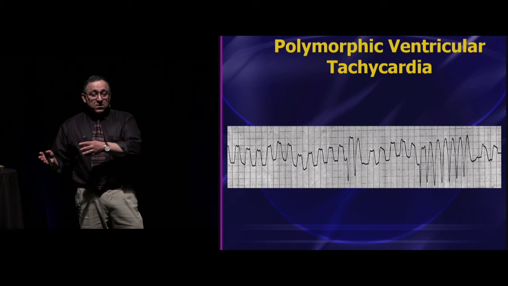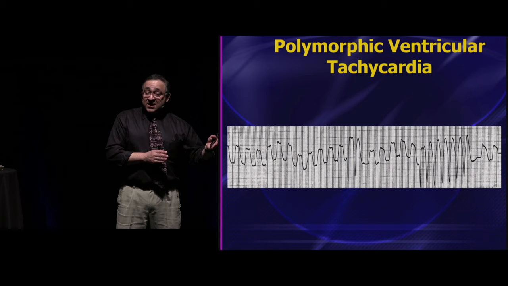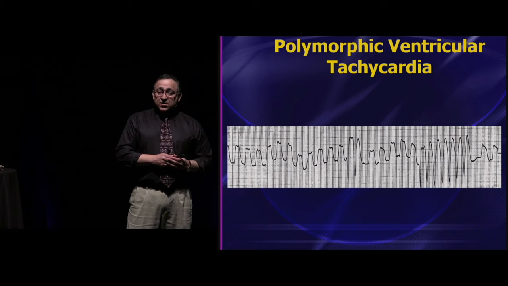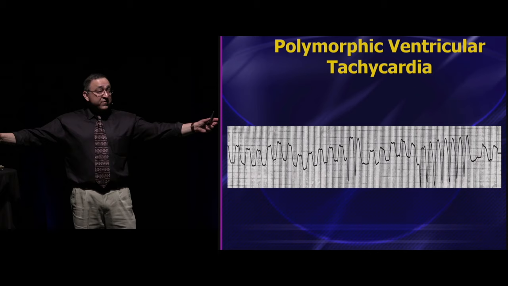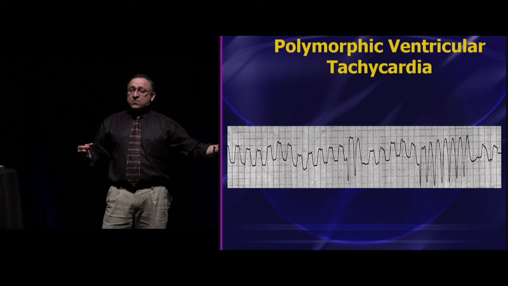What do you do with the run-of-the-mill polymorphic VTAC, normal QT? You put them on amio, lidocaine, procainamide, and then you work them up for ACS. Because almost always, generic polymorphic VTAC is caused by acute cardiac ischemia. Torsade is caused by drugs or hypoelectrolytes. Very, very different. So the treatment is different and the workup is very different. All right? So it's so important to know that there's this distinction between generic run-of-the-mill polymorphic VTAC, normal QT, versus the torsade type. All right?